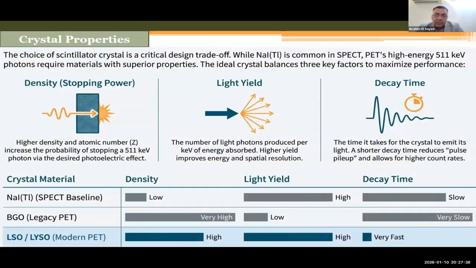The third one is the decay time, which describes how quickly the crystal stops emitting light after the photon interaction. Fast decay, we will find here in the LSO and LYSO, the modern PET systems. For BGO, it's very slow. For sodium iodide, it's mildly slow.